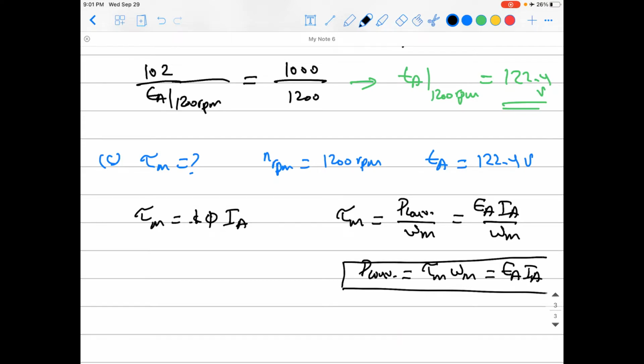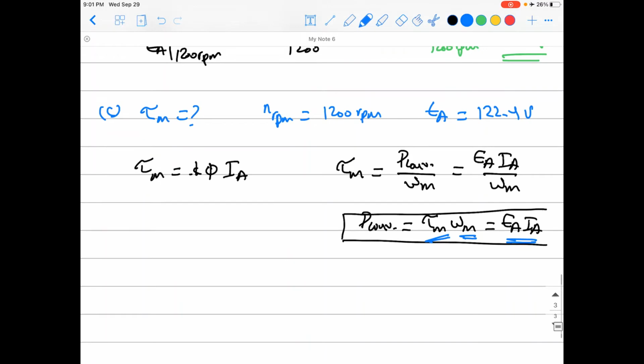So from here we can find the torque, which can be calculated from EA IA divided by omega m, like this. And why are we doing this? Because it will be much easier to deal with now. Because the torque equals EA IA over omega m. Now we know EA, that is 122.4. And we know omega m, we can calculate it easily. Omega m equals 2 pi over 60 times the N RPM, which is 1200.